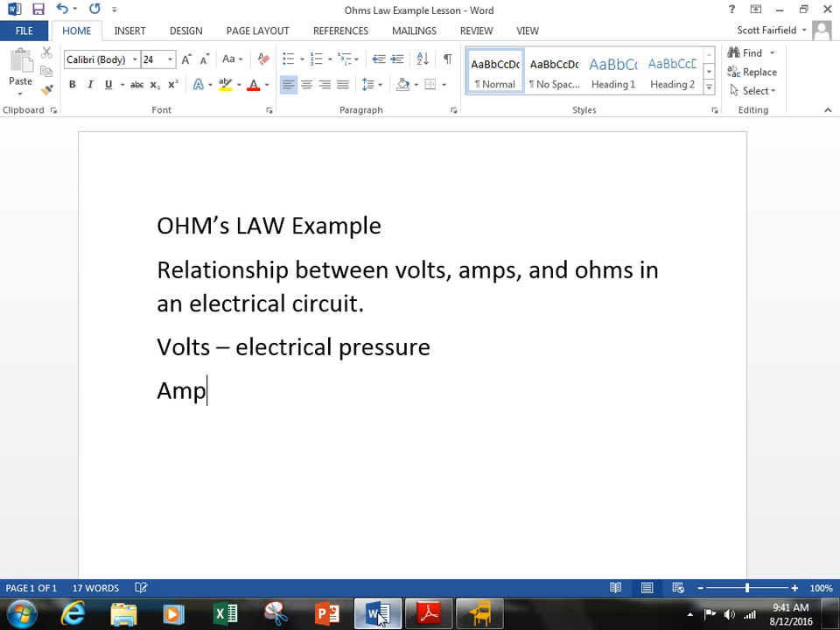Amperage is the actual flow. In this case, we're talking about the flow of electrons, the number of electrons flowing by a certain point. We'll put that down as flow of current of electrons at a given point. So you'll hear the term current.